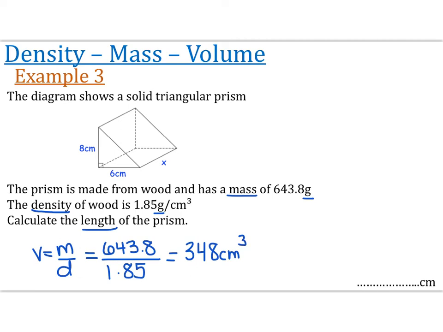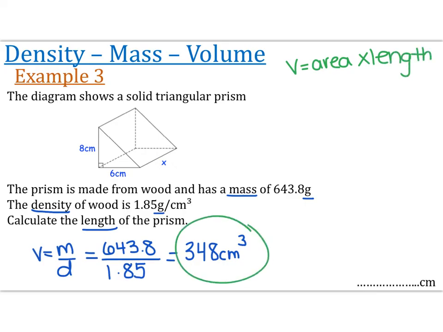Now, if we think back to the last topic that we did, I believe before algebra we did volume. So if we look at this triangular prism, we know that the volume is going to be the area of the face times the length. So let's go ahead and fill in what we know. We know the volume we just found is 348. The area is the area of the triangle.